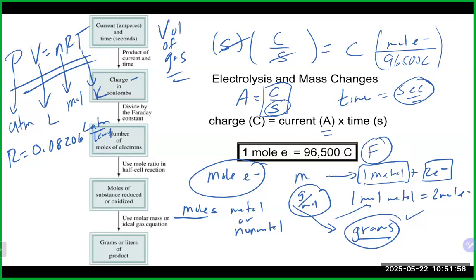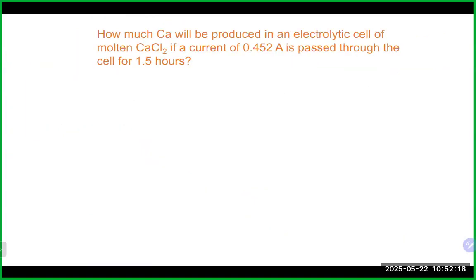There's also a variation on these types of problems where they tell you how many grams you produced or how much volume of a gas you produced, and you have to work backwards to figure out how long the cell ran for or what the amperage was on the cell. So sometimes you go forward or backwards in these calculations. Let's take a look at one together.